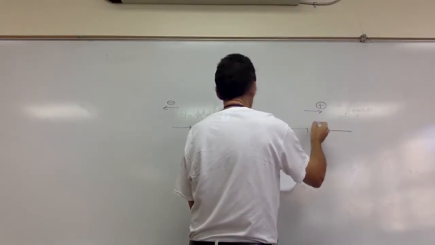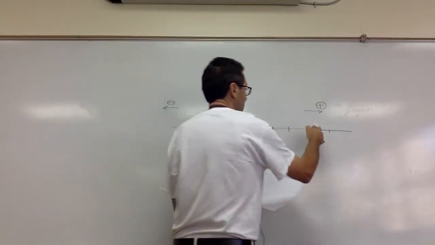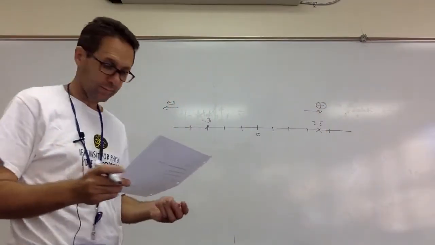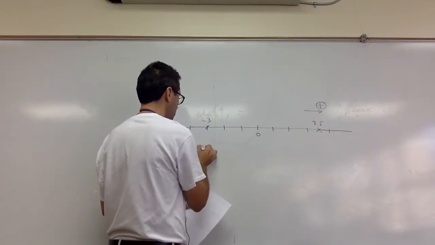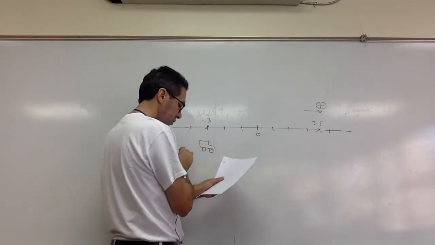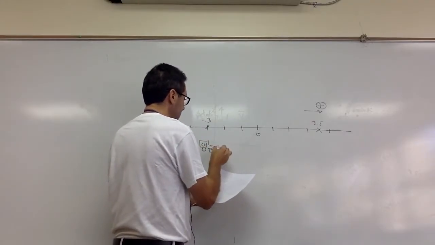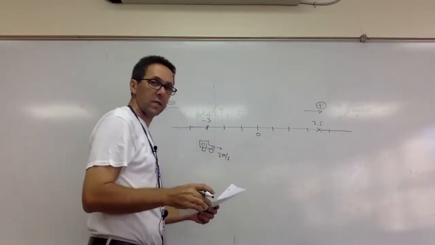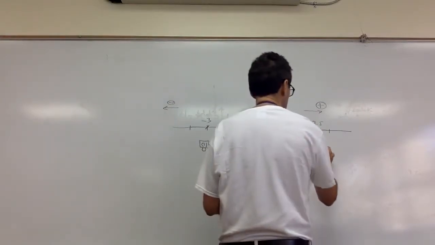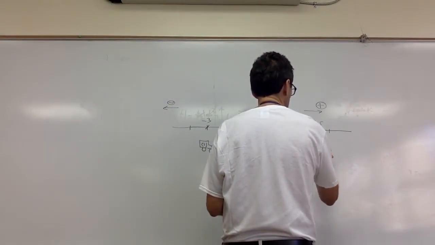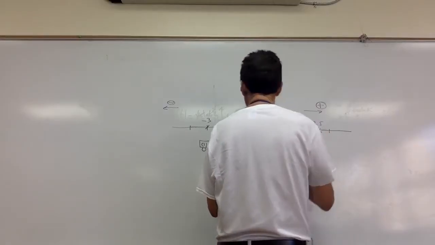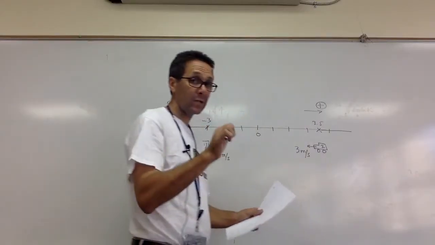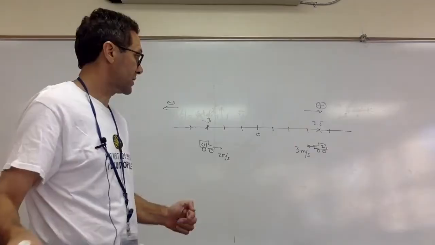Okay, so I'm going to have two objects, one at -3 and one at about 3.5. And this is all in meters. Okay, so I have a car. Okay, don't laugh at my drawings. Car 1, starting at -3, and it's traveling at 2 meters per second. Then I have car 2, starting at 3.5 and traveling the other way at 3 meters per second.